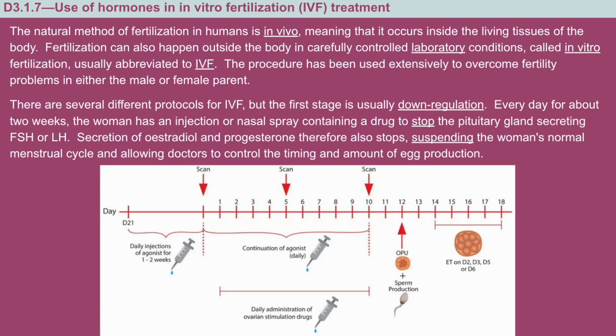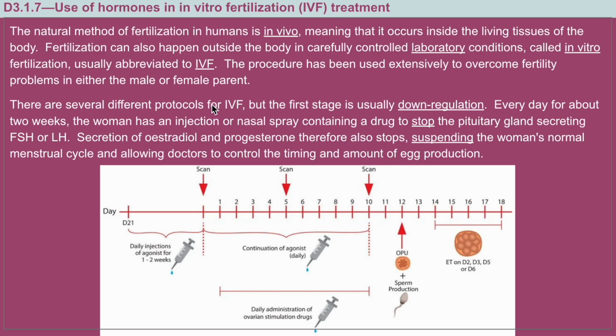Now, the natural method of fertilization in humans is in vivo, meaning it occurs inside the living tissues of the body. However, fertilization can also happen outside the body in carefully controlled laboratory conditions called in vitro fertilization, technically in glass, usually abbreviated to IVF. This procedure has been used extensively to overcome fertility problems in either the male or female partner. So let's run through the use of hormones in IVF treatments.